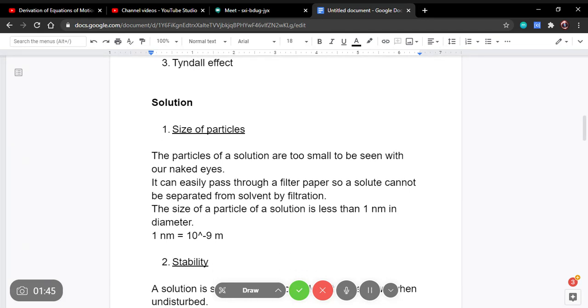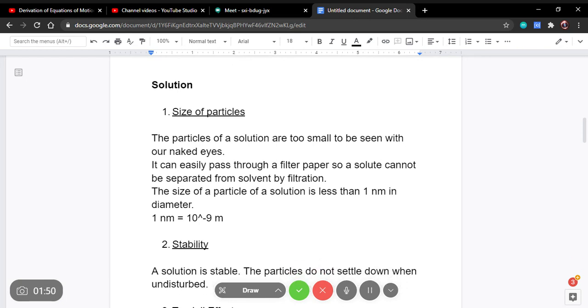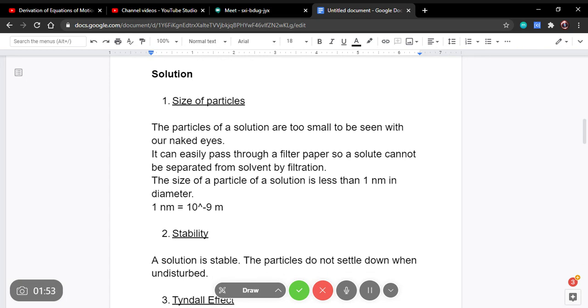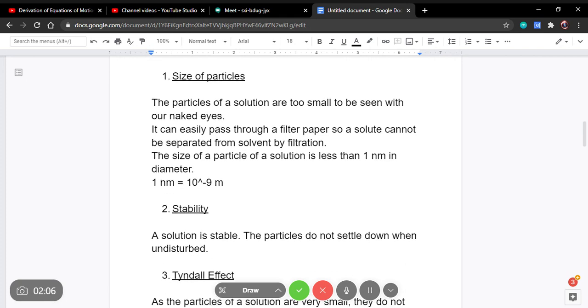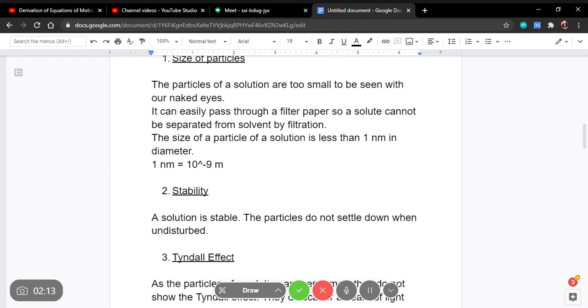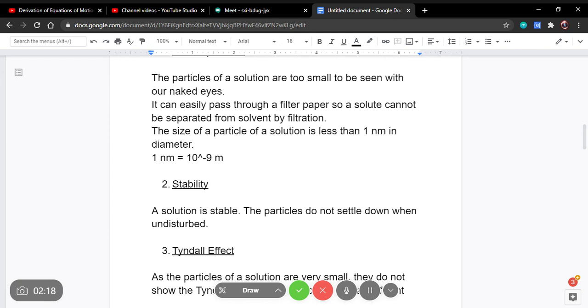A solution. The particles in a solution are too small to be seen with our naked eyes. They can easily pass through a filter paper, so the solute, which is the dispersed phase, cannot be separated from the solvent, which is the dispersing medium, by filtration. The size of a particle in a solution is less than 1 nanometer in diameter. 1 nanometer is 10 to the power minus 9 meter.